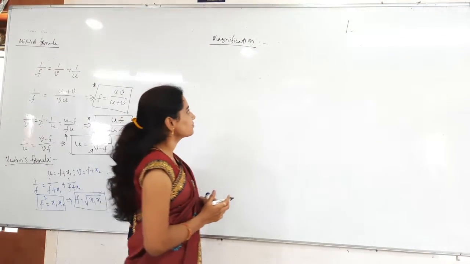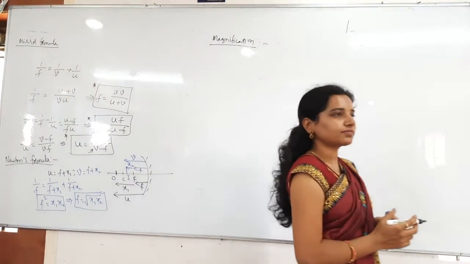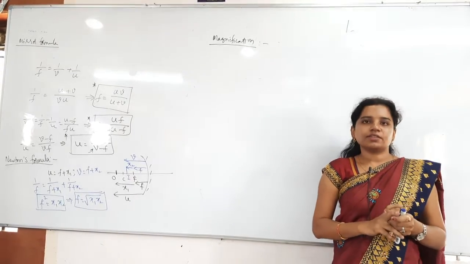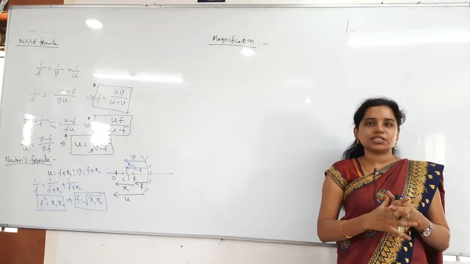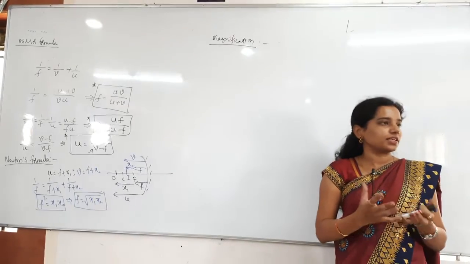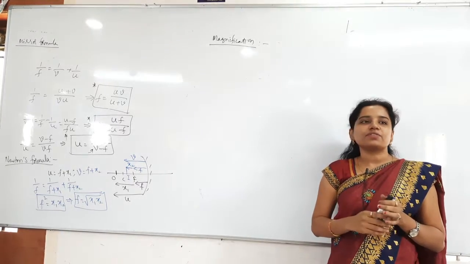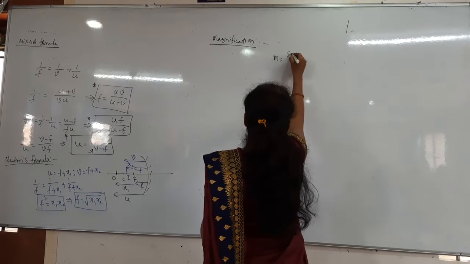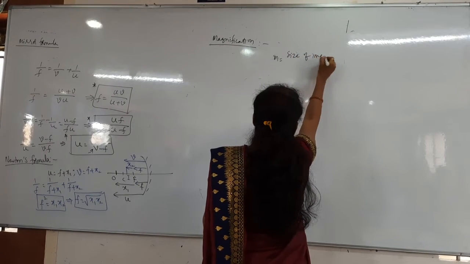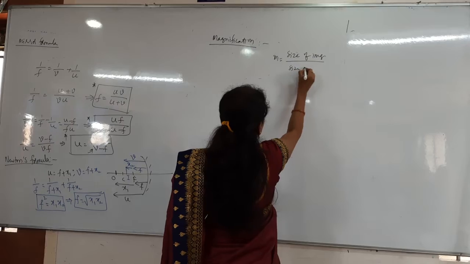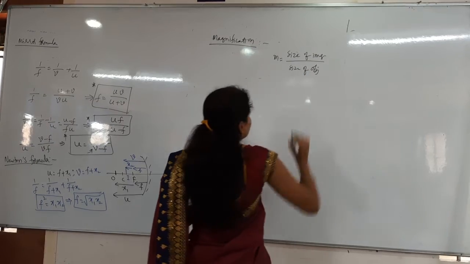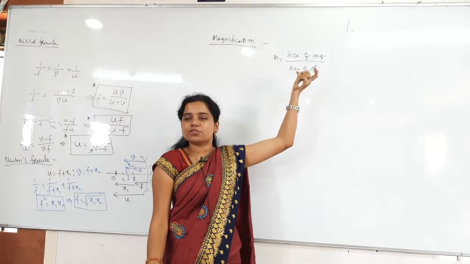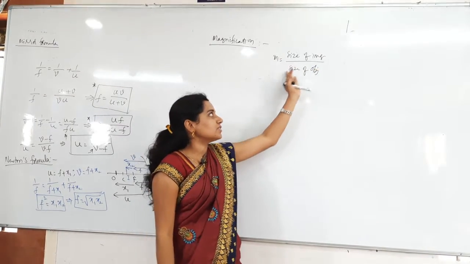Magnification. What does magnification mean? Generally magnification is nothing but how much larger or how much smaller the image will be than the object. That is what magnification means. So here magnification is the ratio of the size of the image to the size of the object. Out of my object size, how much is the image size. That is what magnification means. The ratio of the size of the image to the size of the object.